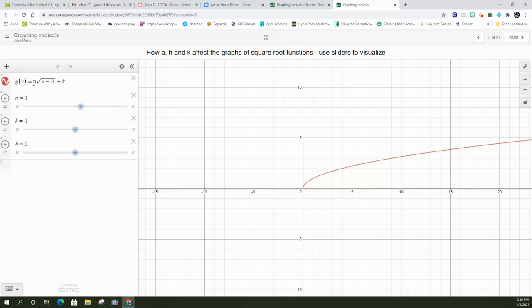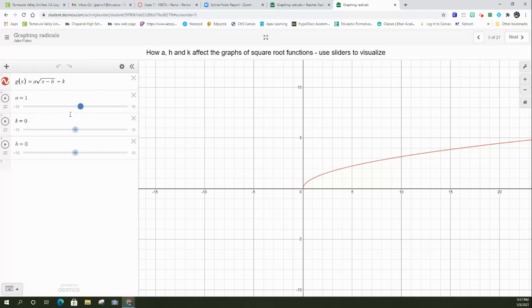So notice these three letters. We've seen these before: a, h, and k. We've seen them in absolute value functions. We've seen them in quadratic functions. So we know what these do. They shift our graph up and down, that's the k. The h shifts it left and right, and the a is going to stretch or compress. And if the a is negative, it reflects it over the x-axis.